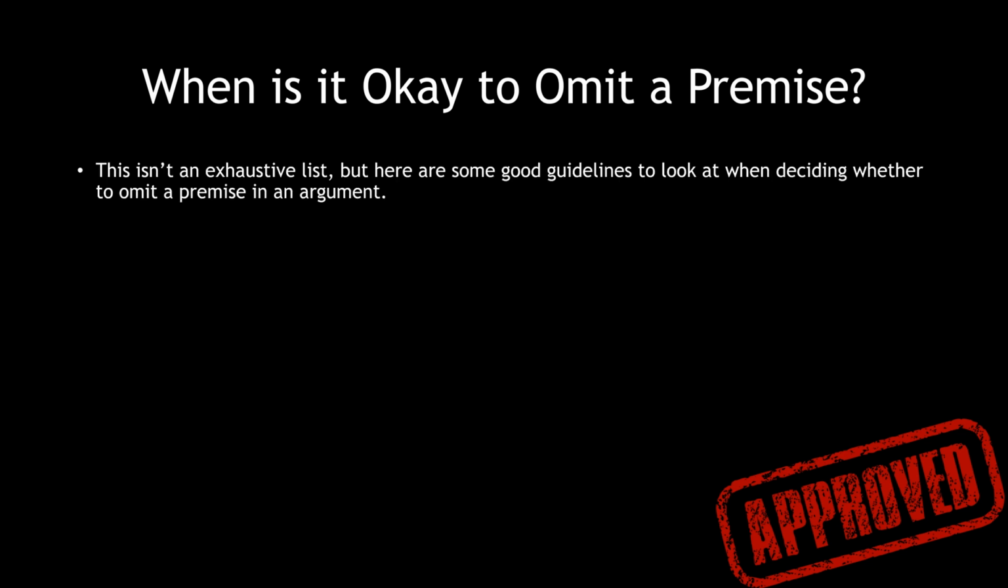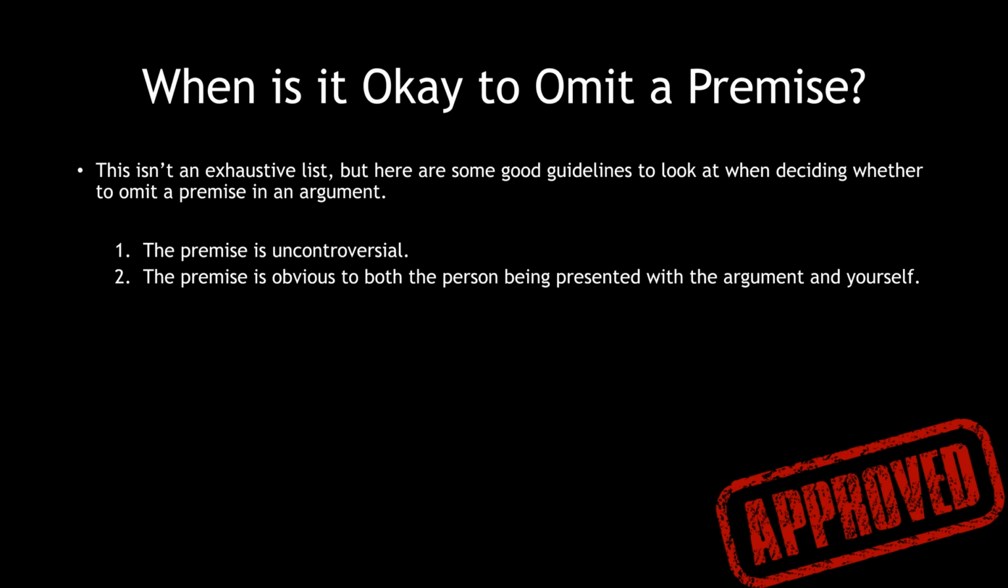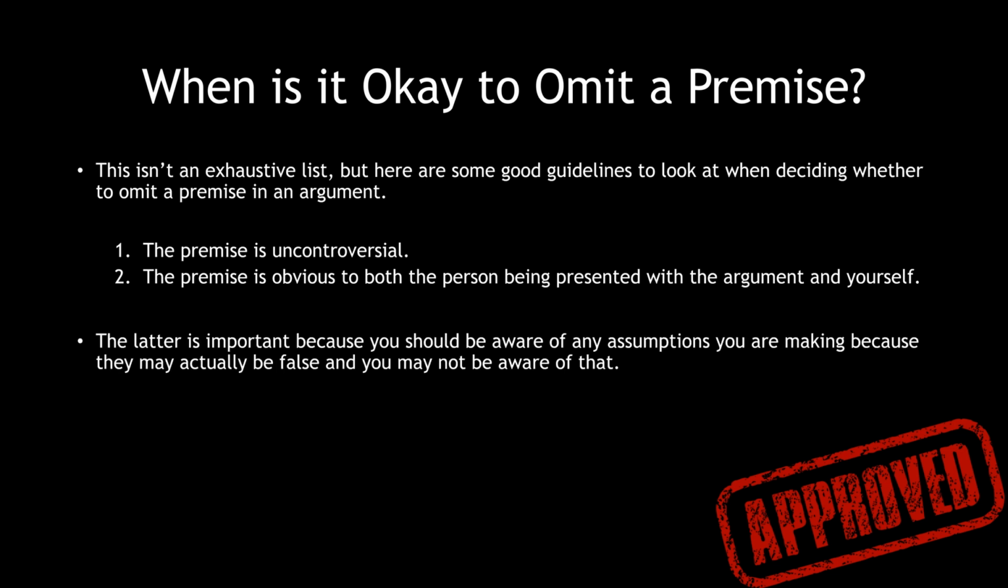Given all of this, when would it be okay to omit a premise in an argument? This isn't an exhaustive list, but here are some good guidelines to look at when deciding whether to omit a premise in an argument. 1. The premise is uncontroversial. 2. The premise is obvious to both the person being presented with the argument and yourself. The latter is important because you should be aware of any assumptions you are making because they may actually be false and you may not be aware of that. With that all said, when in doubt, spell it out.